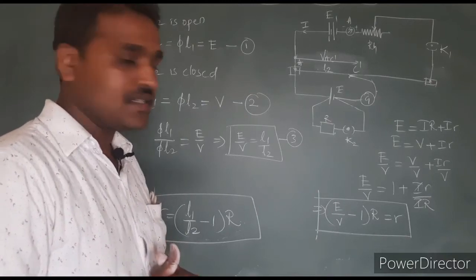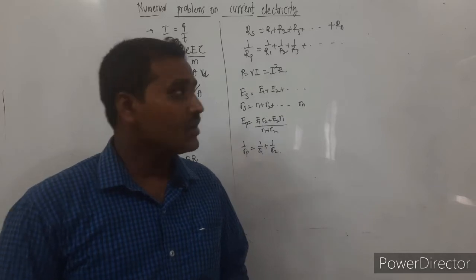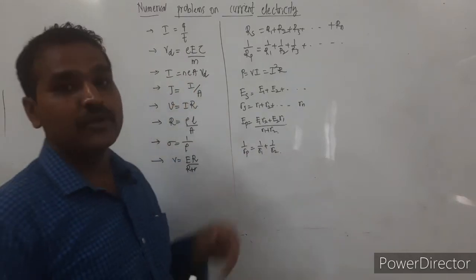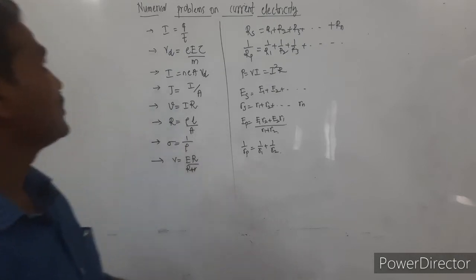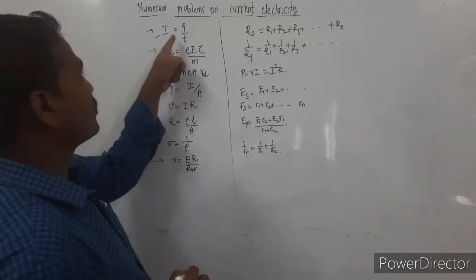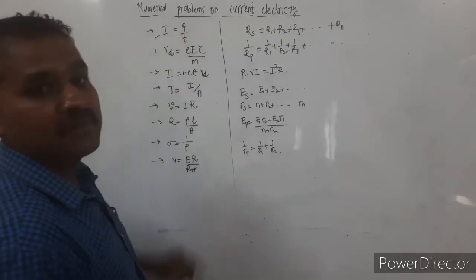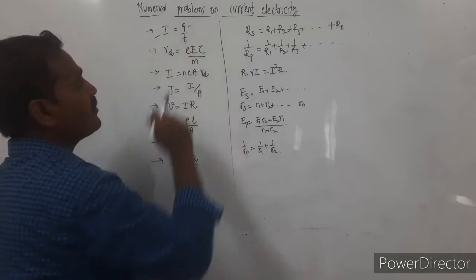Yes, let us solve the numerical problems on current electricity. First, let us list the formulae that we are going to use to solve these numerical problems. To start with, by the definition of electric current, we have I is equal to Q divided by T, where Q is the charge flowing through the conductor in a given time T.